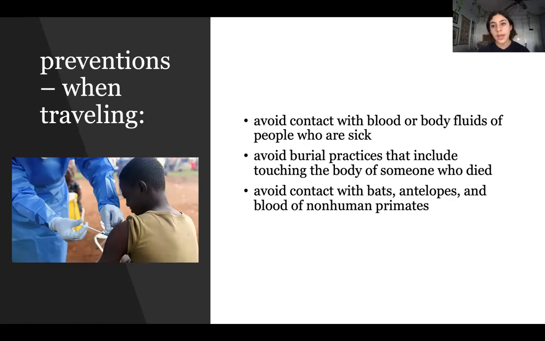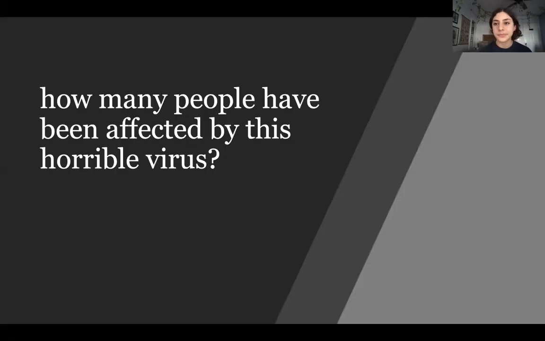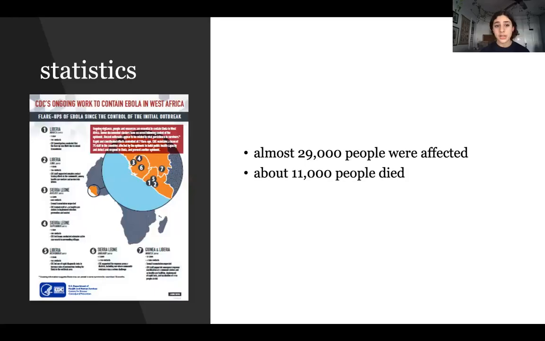Like if I were to visit a part of Africa that has the Ebola virus, I wouldn't normally just go touching someone who's sick or the body fluids of that person or touching someone who died. But these are things that could help people who are going to help in the healthcare world where they need it in Africa. So, how many people have been affected by this virus?